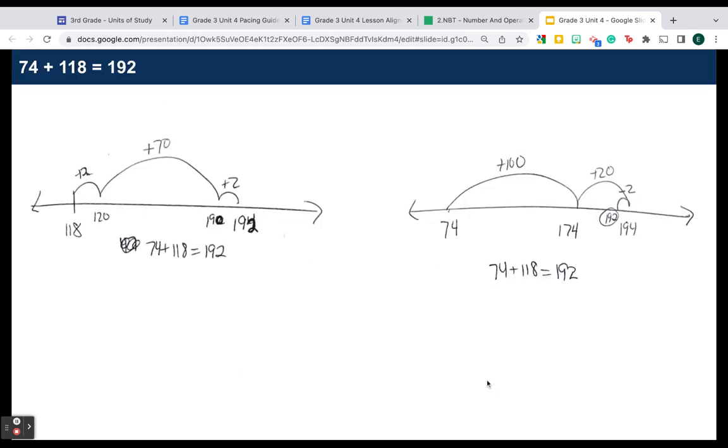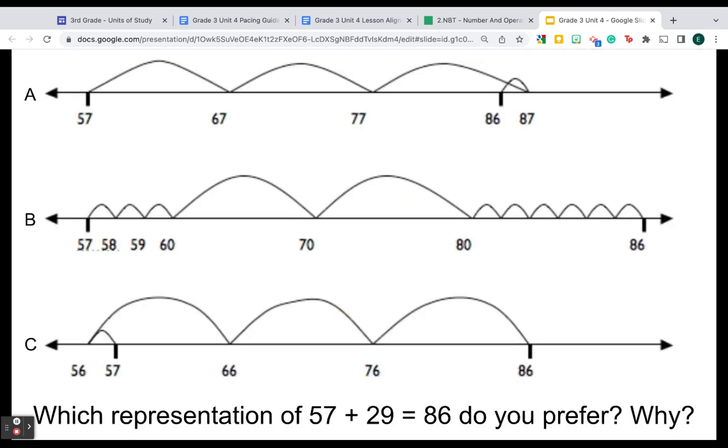Another strategy I want to highlight because it often gets overlooked is number lines. Number lines are so cool, especially because they're incredibly flexible. I can add 74 plus 118 on a number line. I could start at 118 or I could start at 74. I could do hops of 2, 70, and 2, or look, I can do a hop of 120 and then back 2. It's so flexible and it's based on what makes sense to me. You'll have to pause. I'm not going to stay here too long. But here's 3 different ways that I could have added 57 plus 29 on a number line, breaking it up and chunking it the way I prefer.